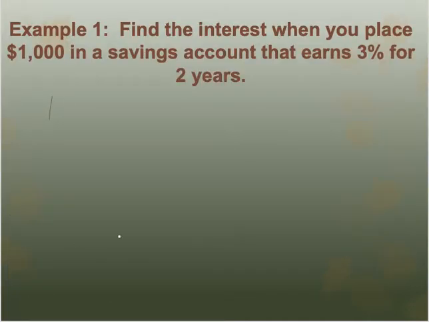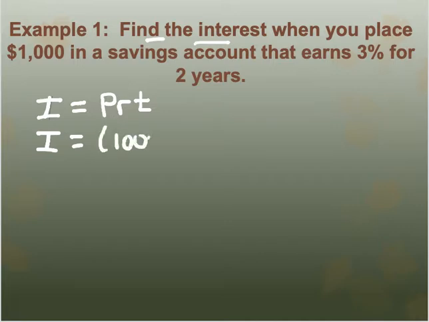So now for an example, find the interest when you place $1,000 in a savings account that earns 3% for 2 years. So I always stress starting off with your equation first. I = P times R times T. Now from here we work our way down, plugging in the values that we know. So I'm looking to find the interest. Since that's my unknown, I'm going to leave that as the letter I. P is my principal. That's how much I start with, which in this case is $1,000. R is my rate. So my rate in this case is 3%.